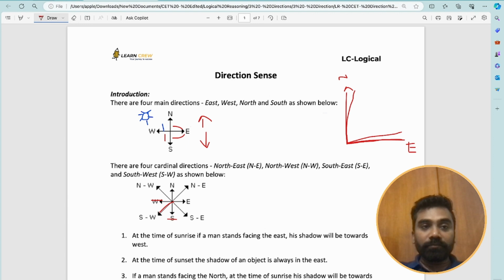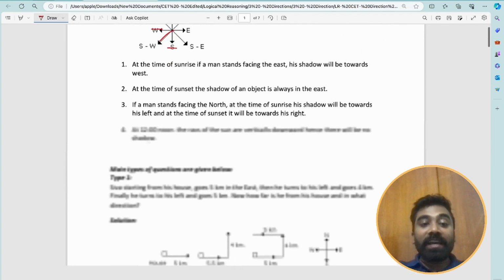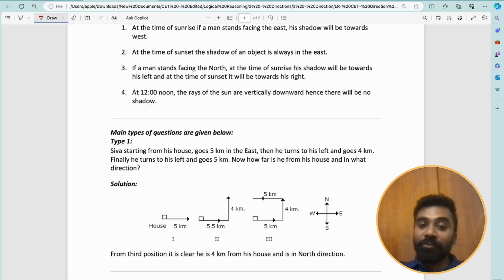Now, if this basic concept is clear for you, the next thing we need to see is your angle, how you are going to derive it, and the shortest distance, or which direction he is facing, and all these things.